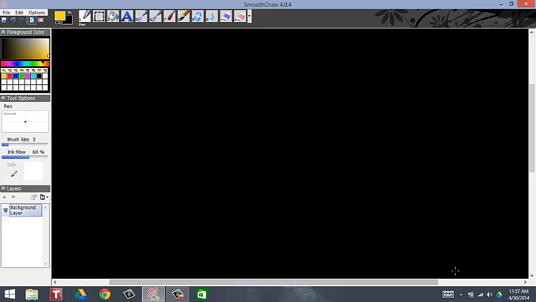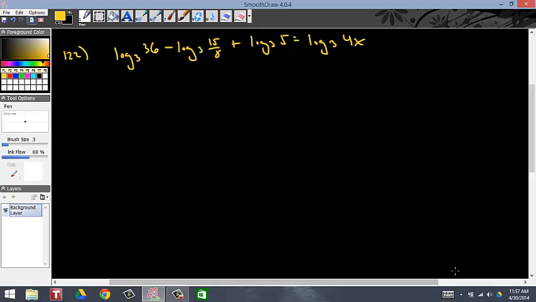All right, everybody, quiet down, please. All right, I'm going to do another one with you guys. Okay. Log base 3 of 36 minus log base 3 of 15 over 8 plus log base 3 of 5 is equal to log base 3 of 4x.